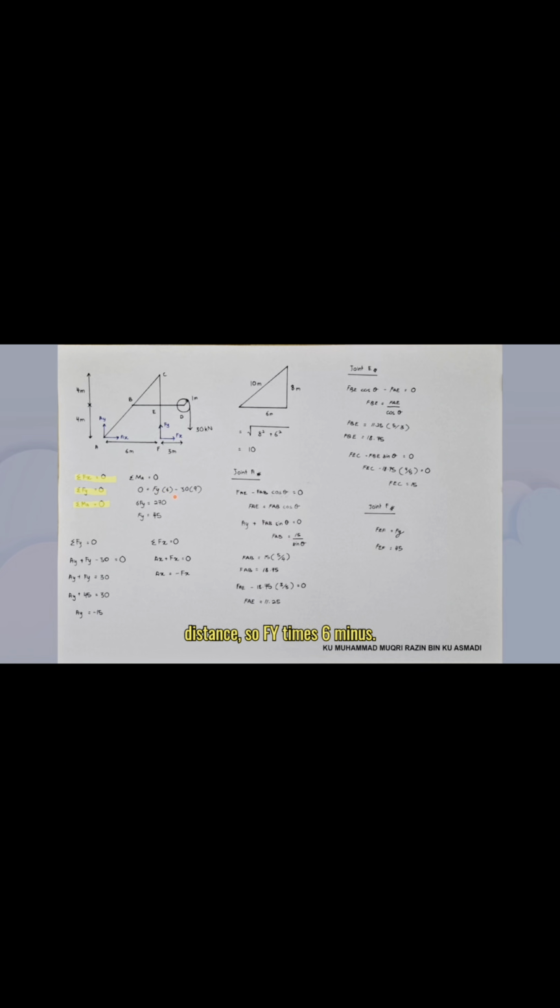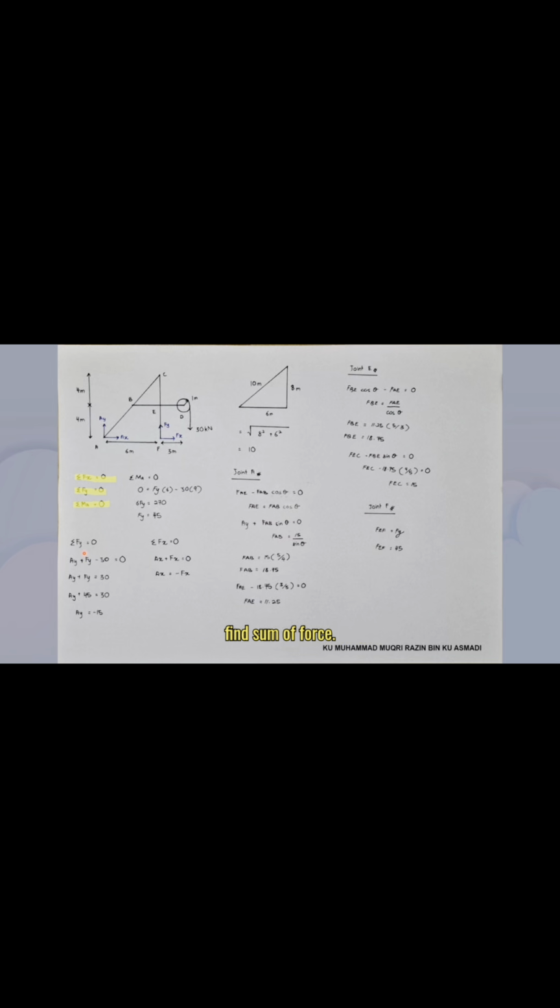So Fy times 6 minus 30 kilonewton times 9, since 6 plus 3 is 9. The 30 kilonewton is negative because it will produce clockwise motion. So 6 Fy is equal to 270, and Fy is equal to 45.